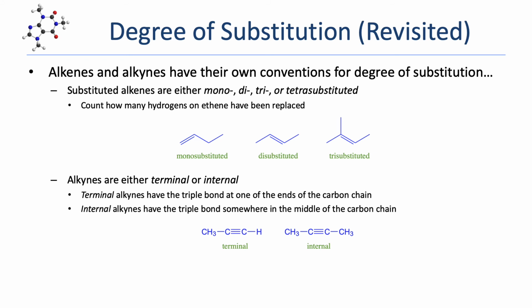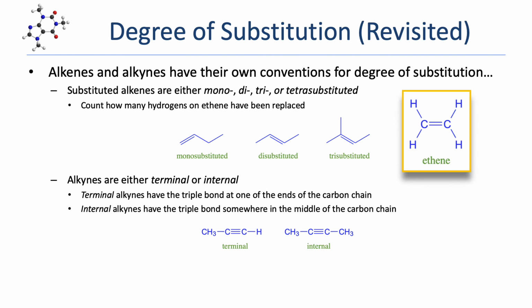That's not what we're looking at. We're simply saying how many hydrogens on ethene have been replaced to make this molecule. And in this case, we still have 3 H's directly attached to the carbons of the double bond, so we've replaced one of those hydrogens. It's monosubstituted. If you look at the second example, this is a disubstituted alkene. We've replaced two of the hydrogens on ethene, in this case with methyl groups, in order to form this structure. So this is disubstituted. And then here we have an example of a trisubstituted alkene, here replacing three of the hydrogens, again with methyl groups. And of course, you could also replace all four to create a tetrasubstituted alkene.